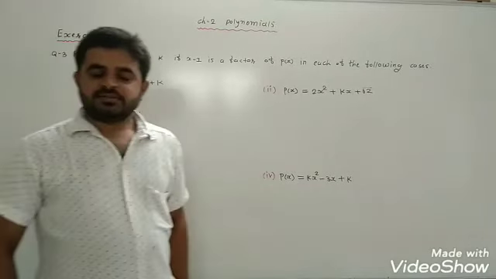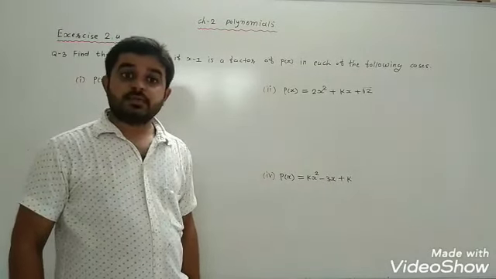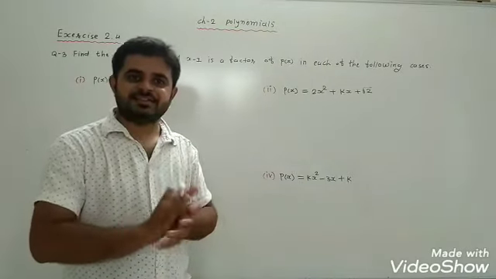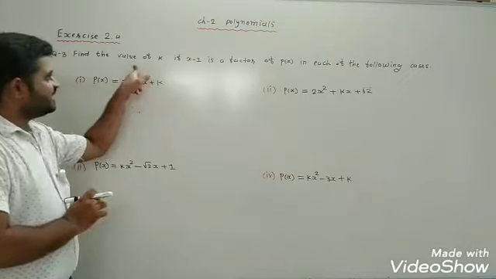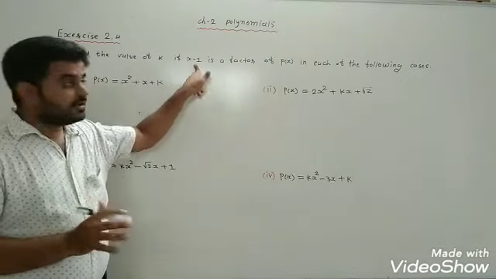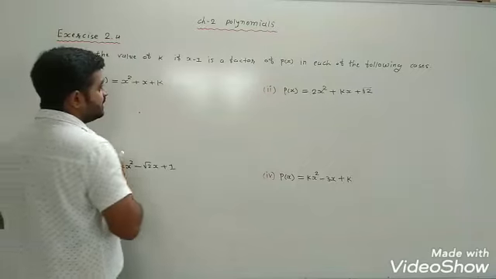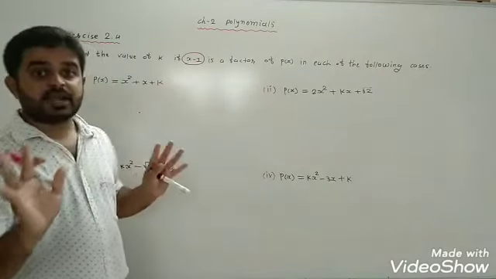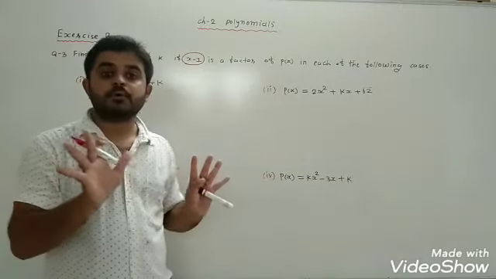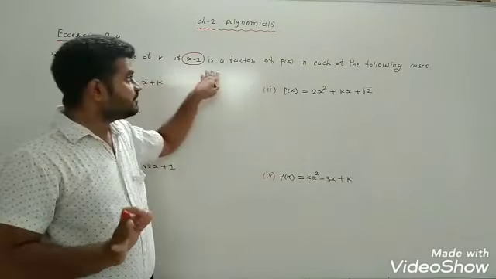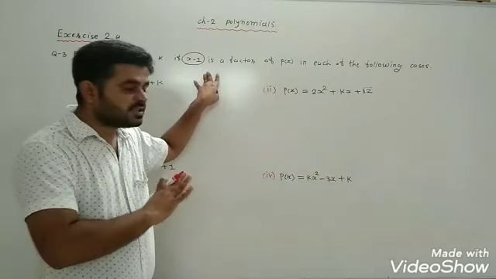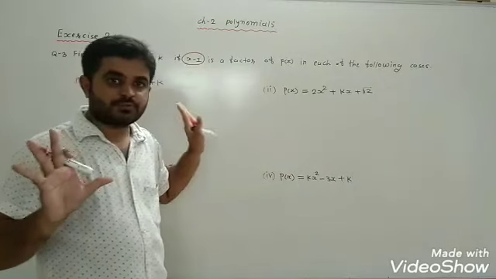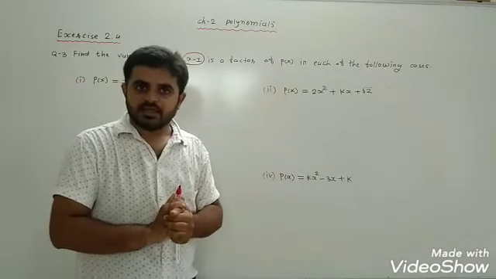Now question number 3. In this question we have to find the value of k, but the condition is given. The condition is that x minus 1 is a factor of this whole polynomial. This is the condition given. X minus 1 is a factor of this whole polynomial. Okay, it is given in our data. So we have to find the value of k.